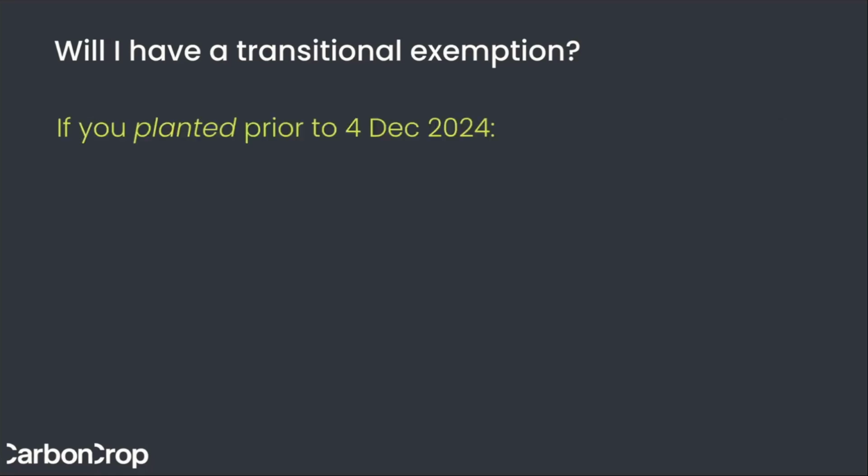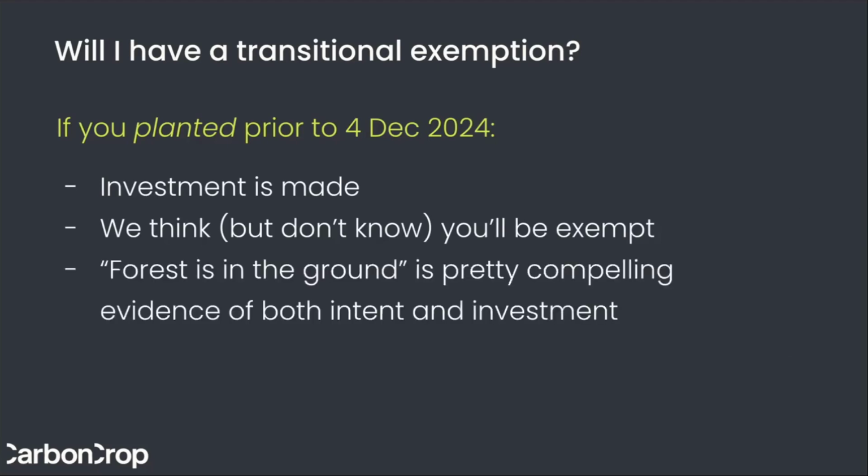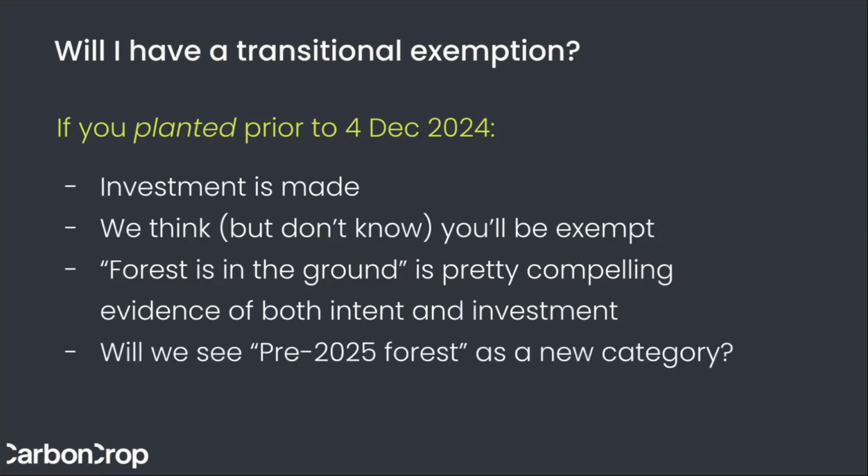So if you planted prior to December 2024, emphasis here on planted, the investment is made. We think, but we don't know, that you'll be exempt on the basis of the transitional category. But forest in the ground, like literally the trees are there, is pretty compelling evidence of both intent and investment. But you would want to make sure that you have that evidence captured, because 5 years from now, it might be difficult to tell whether you planted it in 2024 or 2025.